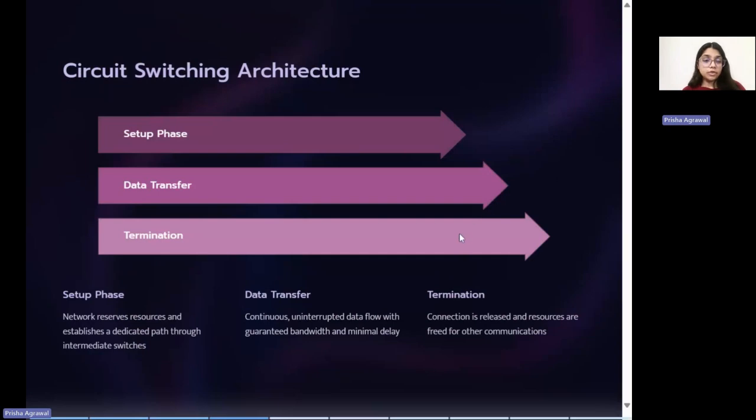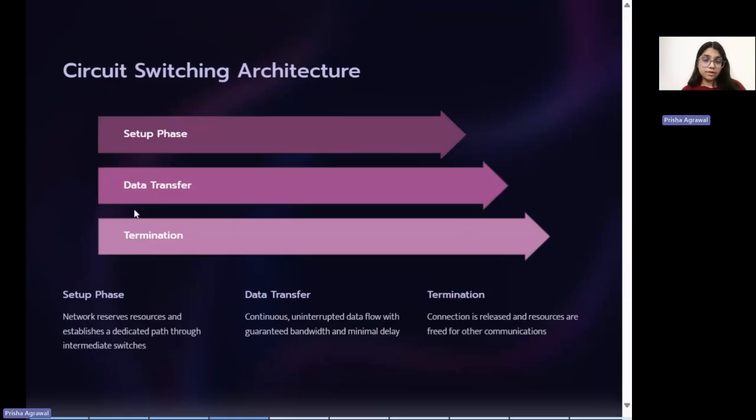To understand circuit switching more clearly, let us examine how it operates inside a network. Circuit switching communication occurs in three main phases. Setup phase, in which the network establishes a communication path between the sender and receiver. The network identifies a route through intermediate switches and reserves the necessary resources along that route. No data is transmitted during this phase.